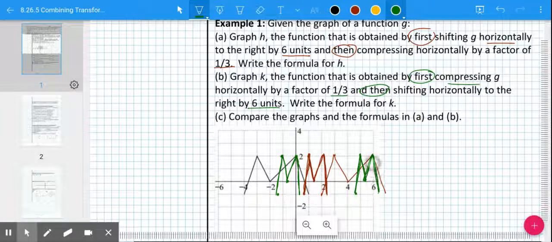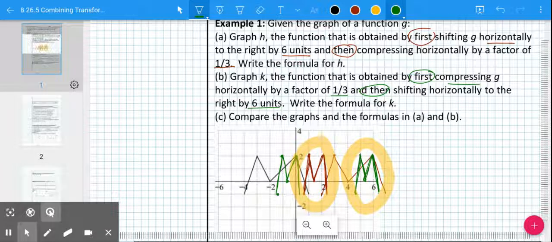It looks like basically the same shape as my original answer, but it's definitely going to be shifted over a bit farther. So that's different. So here's my first answer. That's part A. Here's my second answer. That's part B. One had a larger shift in the end compared to the other.